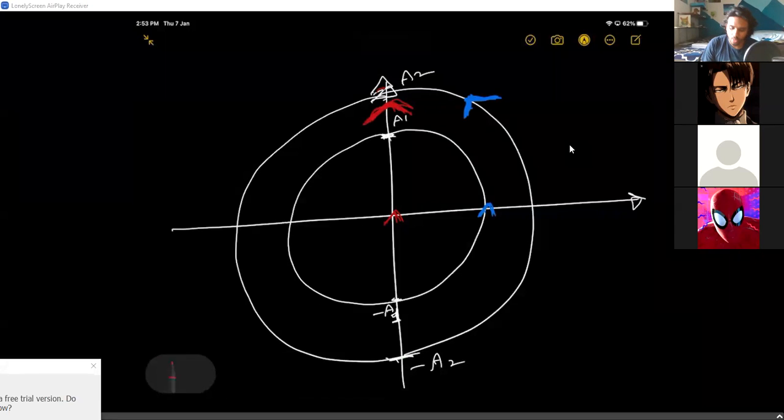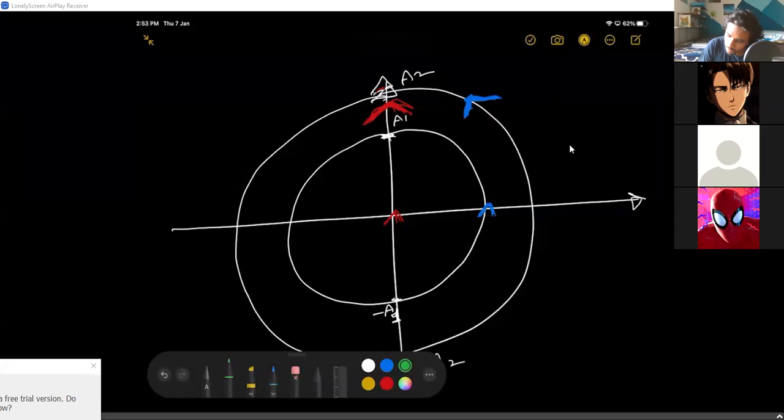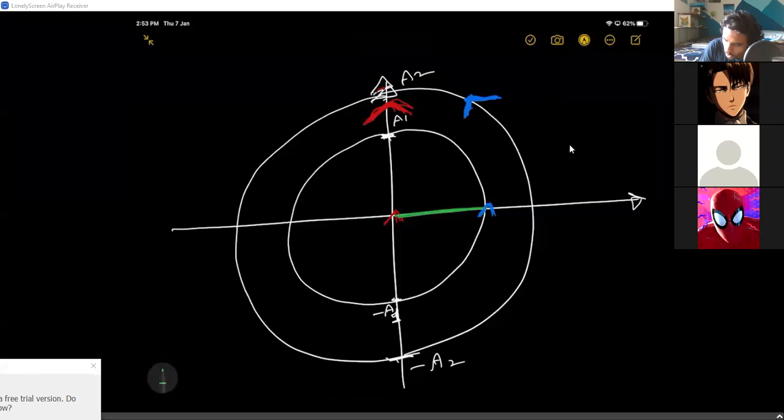Okay, so I'm going to draw them both. Clearly observe. This line, whose length is A1, is going to represent the smaller SHM. This line is going to represent the bigger SHM. And this angle in between them is nothing but the phase difference delta.